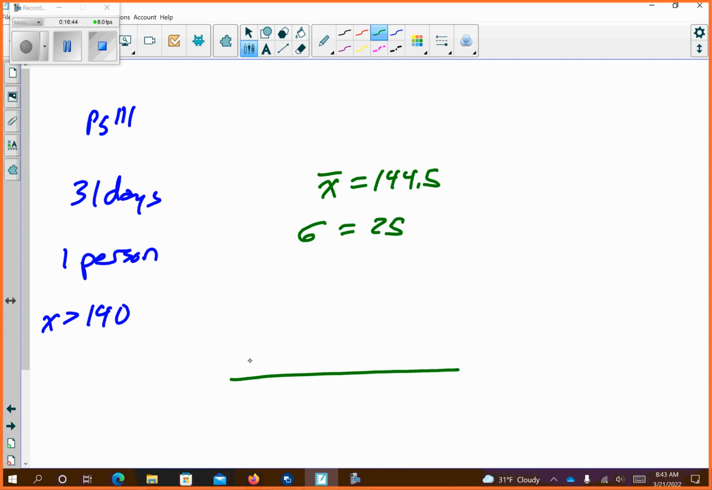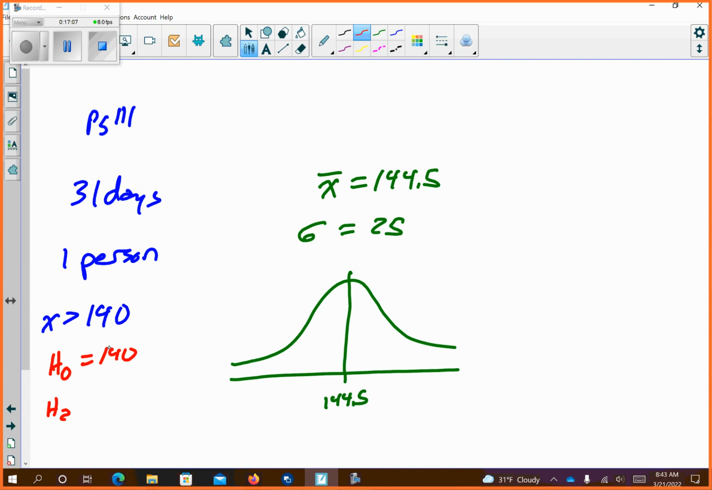So let's make our normal curve off of this. Start with the alternate being that the mean is greater than or equal to 144.5. What I'd say is H naught is equal to 140, and then HA... wait, 140? Was it 140? Is that the average or is it 144.5? The doctor wants to see if the readings come out above this, and then wants the medication to take place.